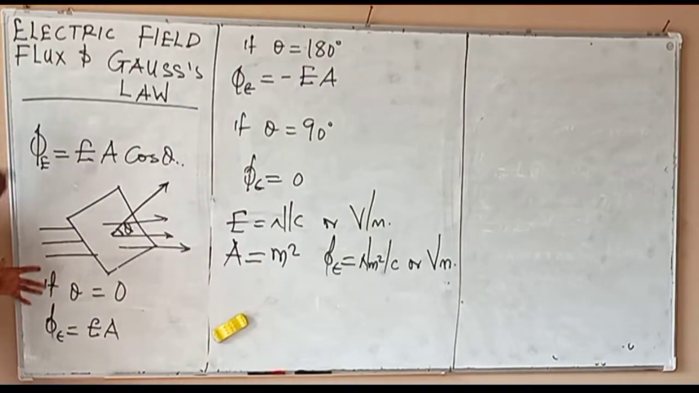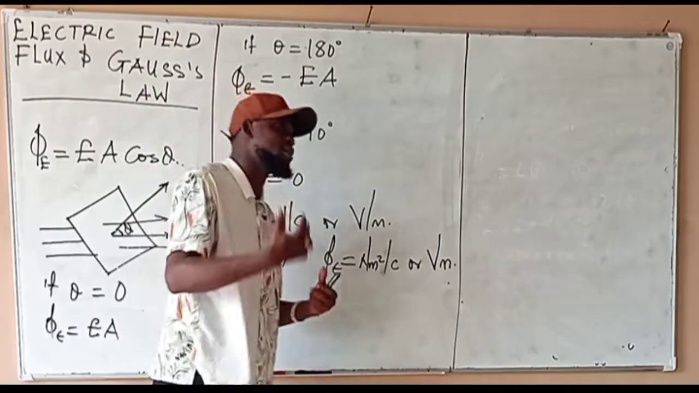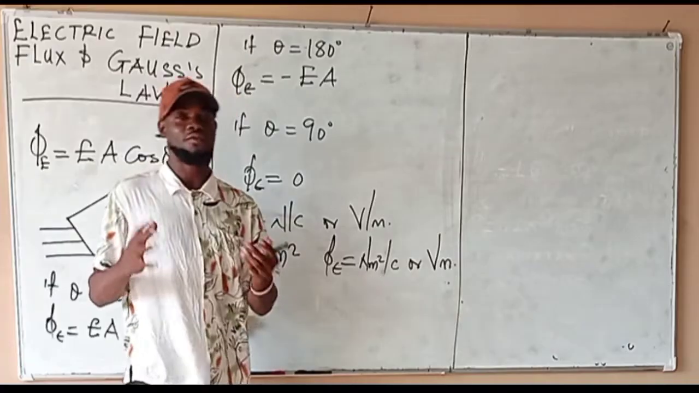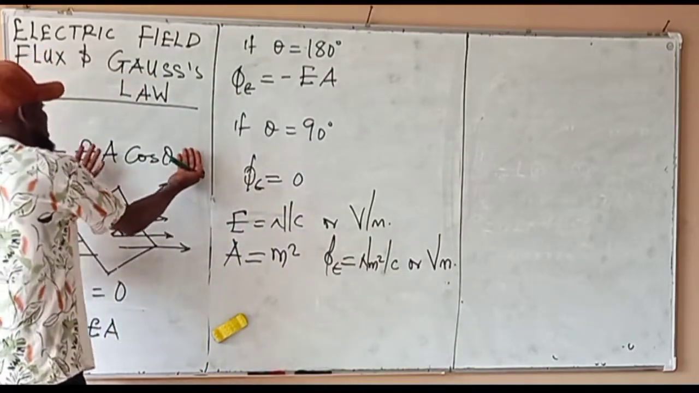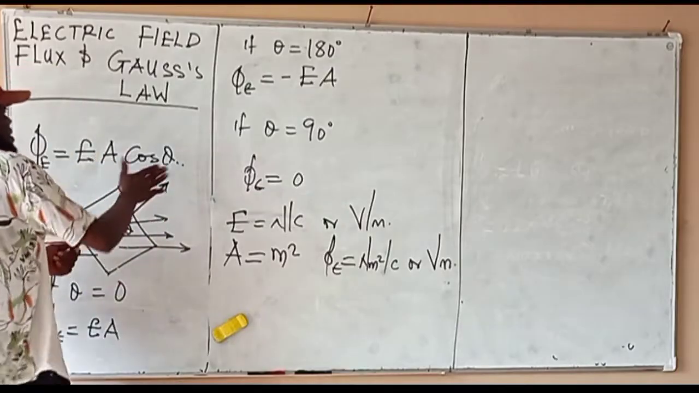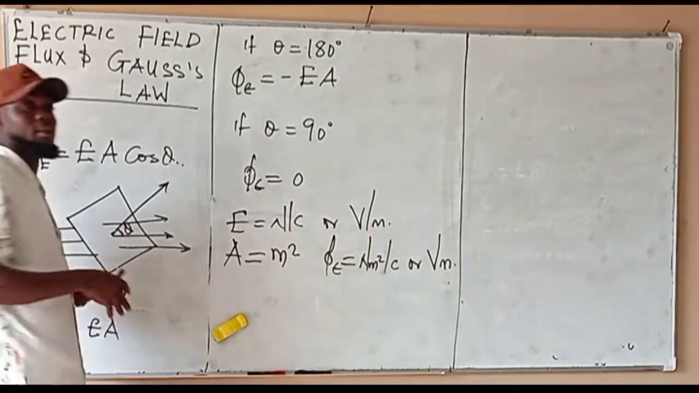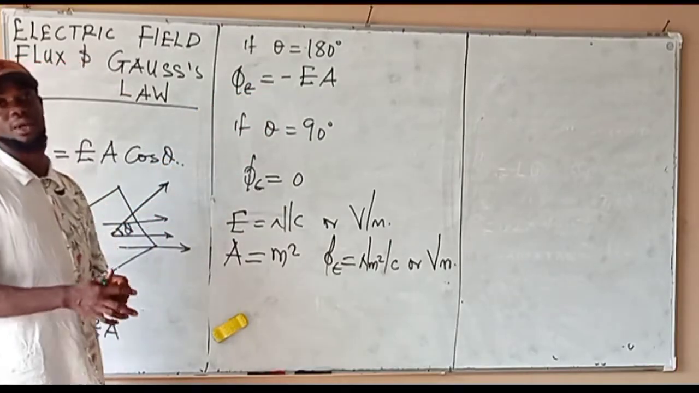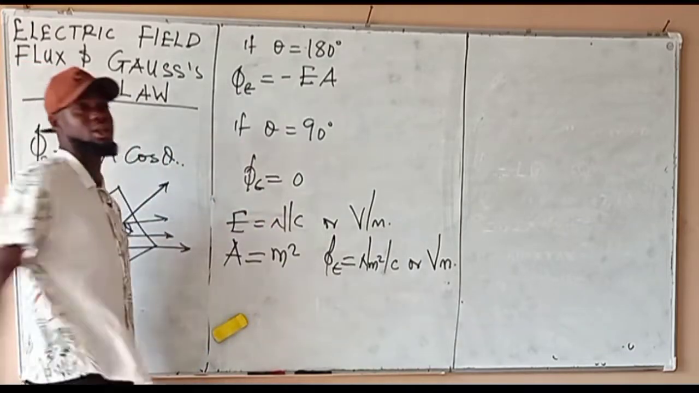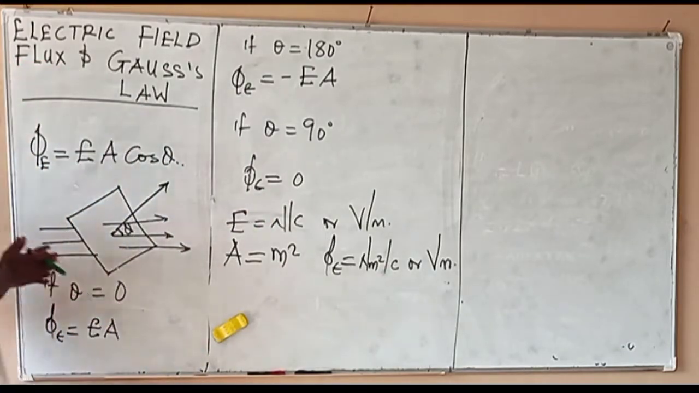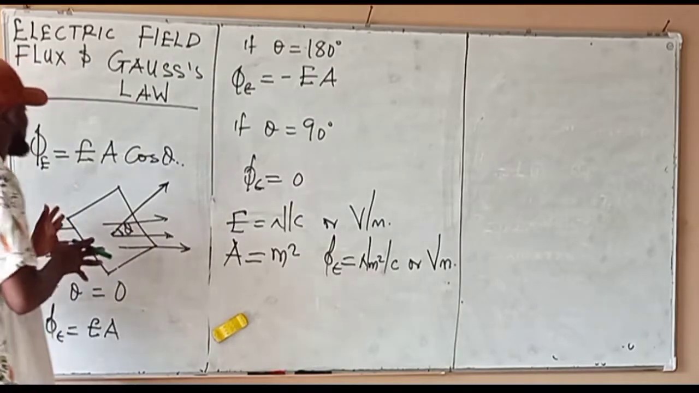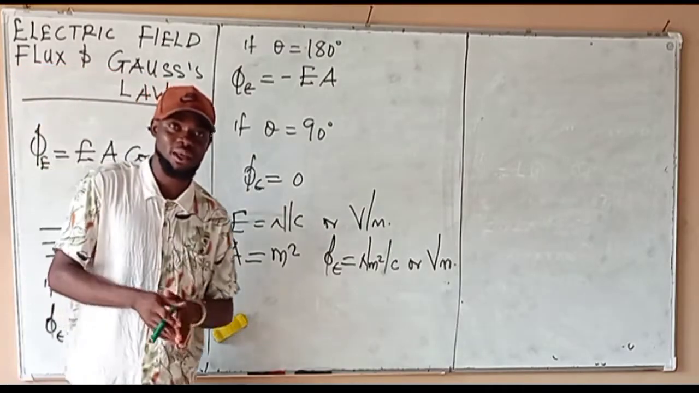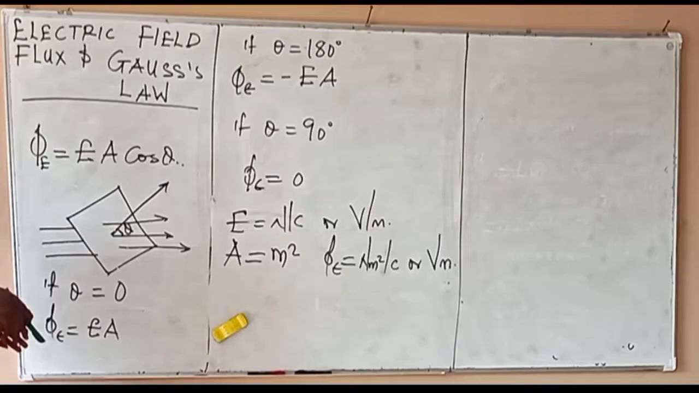Let's look at some properties of electric field flux. I already said, if the flux is positive, it means the field lines are radially outward, coming out of the surface. Let's say you have this board, it means the field line is leaving the board. But if the flux is negative, it means the field line is inward, that is, going into the surface. Electric field flux is also a scalar quantity. Take note of that.